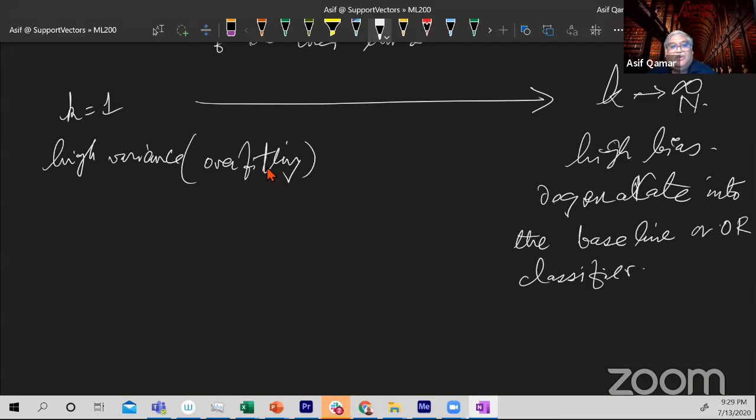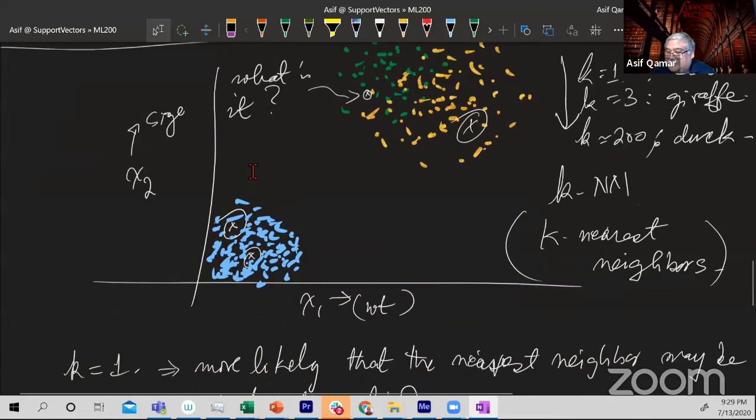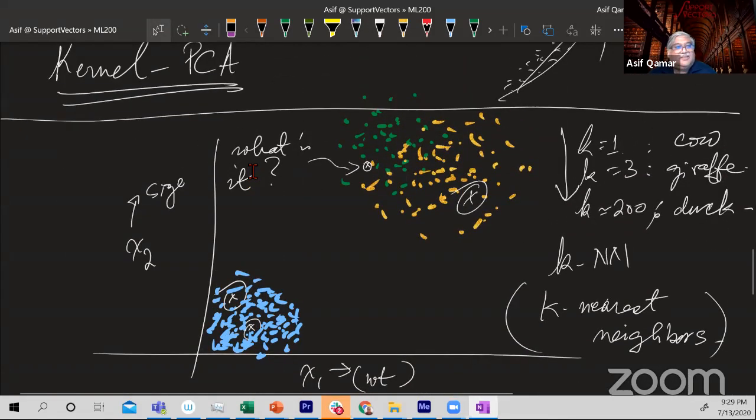Its answer to every question is the majority, whichever is the most common. So in this space of cows, ducks, and giraffes, it turns out the ducks are most common. So a baseline classifier doesn't care about anything. It won't even care about the neighborhood. It will always answer, for any question about what animal it is, that it's a duck.